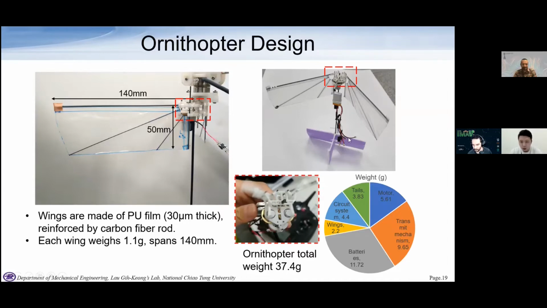The whole ornithopter weighs 37.4 grams, and the weight of the batteries, circuit system, and tail is over half of the whole ornithopter. And the 340 mAh batteries can supply the motor to work at full throttle for about 10 minutes.